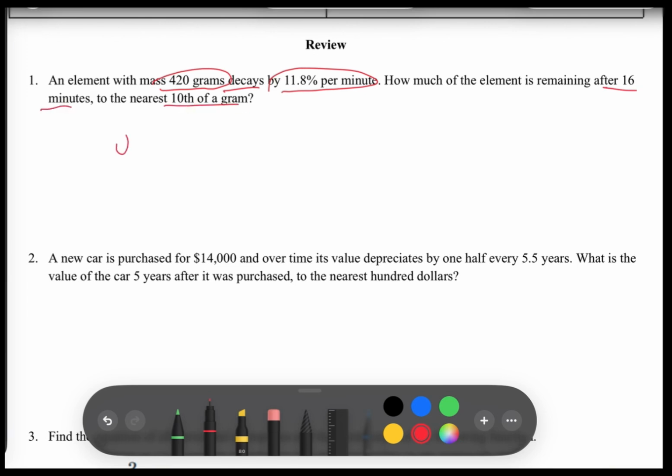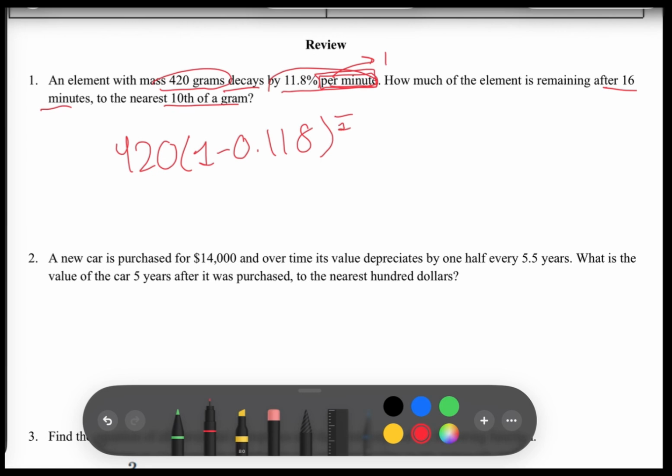So our principal value is 420 grams, right? And it's decaying, so we have to do 1 minus. Now we have to rewrite 11.8% as a decimal, and we're going to get 1 minus 0.118, and we have to raise it to a certain exponent. So now here's where you want to pay attention. Your denominator has to be the rate of frequency. So here it's per minute, so that means every 1 minute. So that will be the denominator, 1.